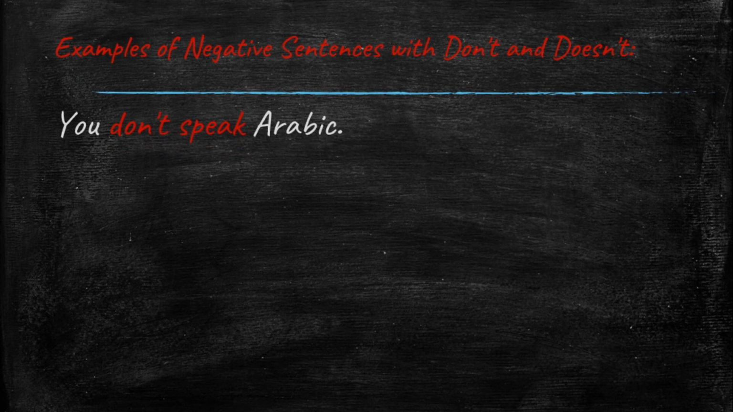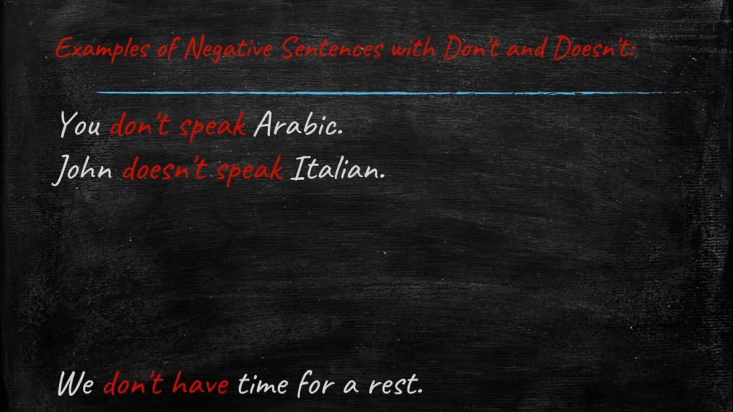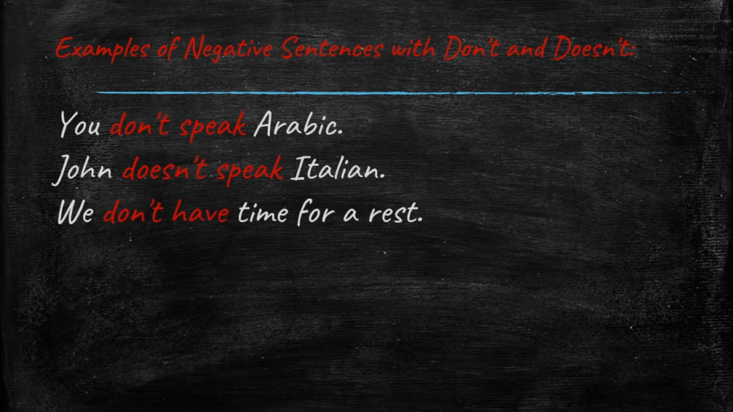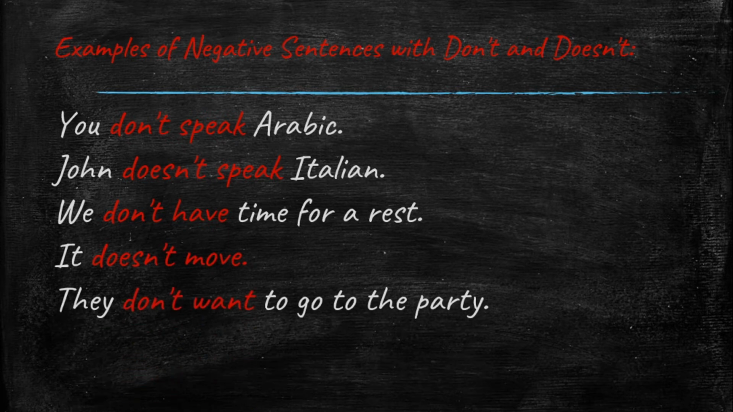Now let's see some examples of the negative form. So you don't speak Arabic. John doesn't speak Italian. We don't have time for a rest. It doesn't move. They don't want to go to the party. She doesn't like fish.